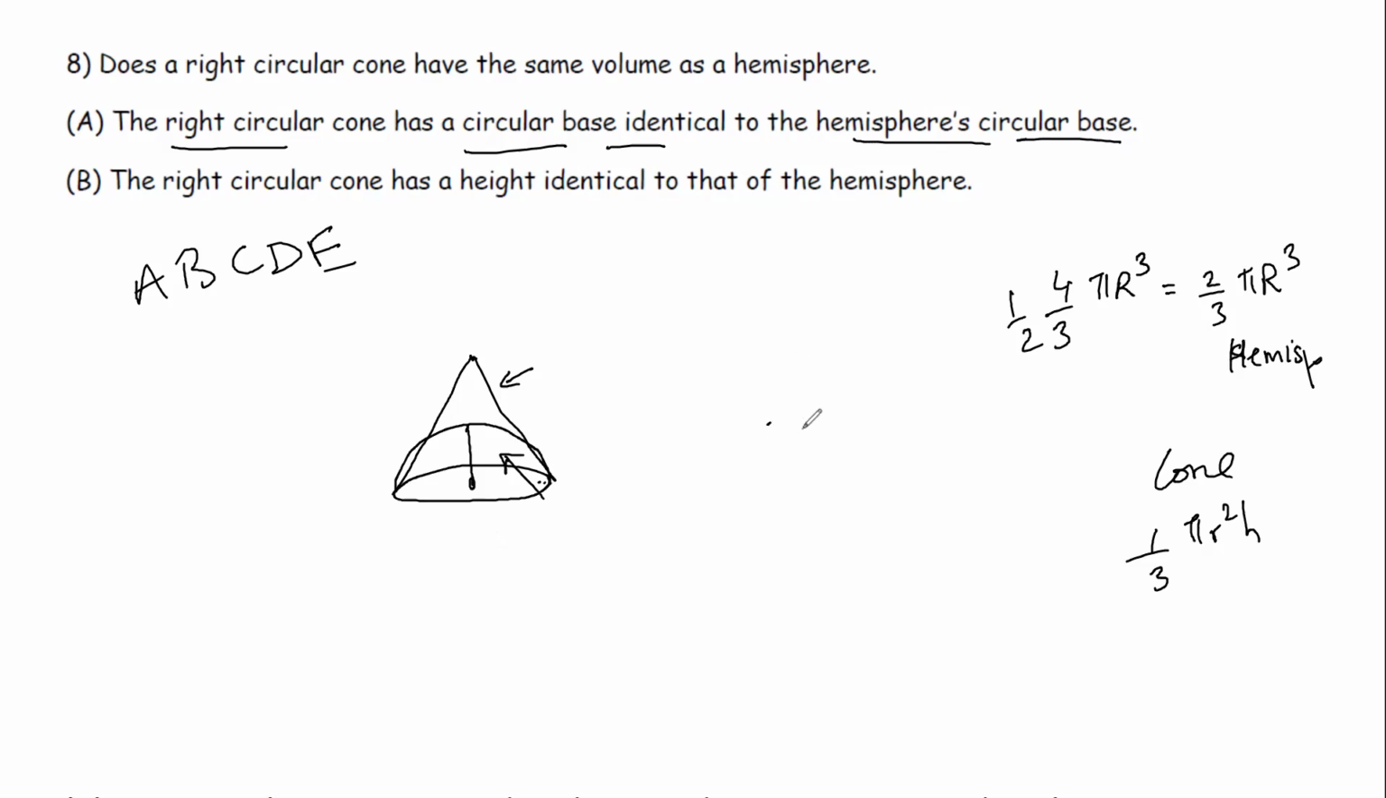It could also be drawn this way, where this is my hemisphere, and this is my cone. In that case, clearly we can see the hemisphere has a greater volume than the cone out there. So it could be yes and no situation. We don't know. So A doesn't answer, D doesn't answer. So we're left with BCE. Second statement, the right circular cone has a height identical to that of the hemisphere. So this time the height is the same.